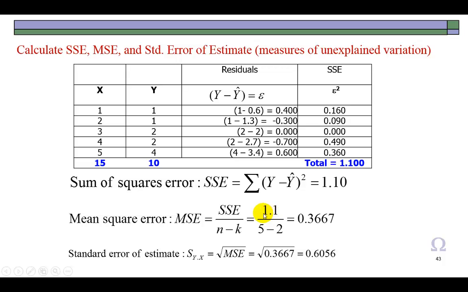Divide 1.1 by the degrees of freedom, we get mean square error, where degrees of freedom is 5 minus 2 because n is 5 and k is always 2 in this case. So this is 3 divided into 1.1, you get 0.3667. And then when you take the square root of that, as I show here, that's your standard error of the estimate. And that's it as far as the measures of variation are concerned in the context of a regression analysis.